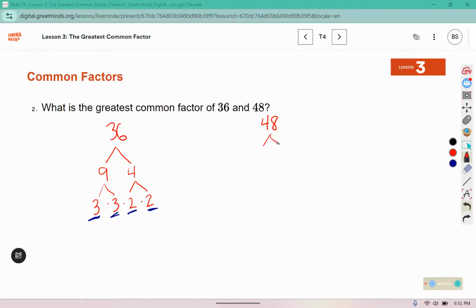48 is 12 times 4. 12 can be split into 6 times 2. 4 can be split into 2 times 2. And 6 can be split into 3 times 2. Now, we're not going to use ones because 1 is not considered a prime factor. So anything besides ones, otherwise we could continue to split this off forever.